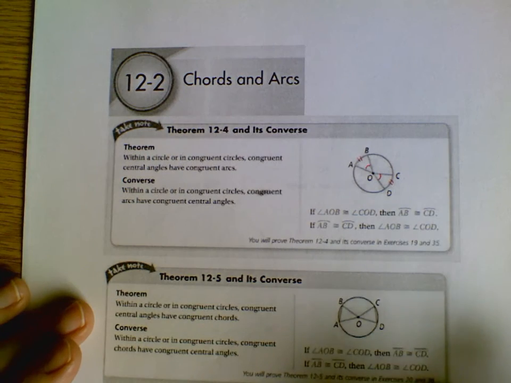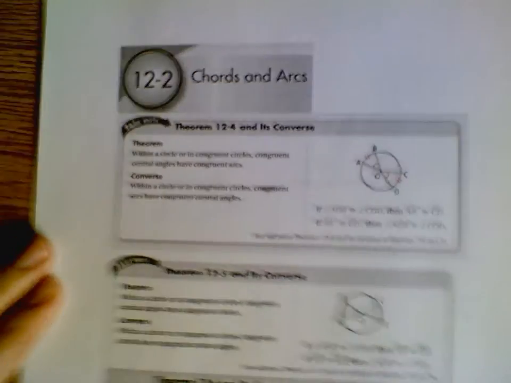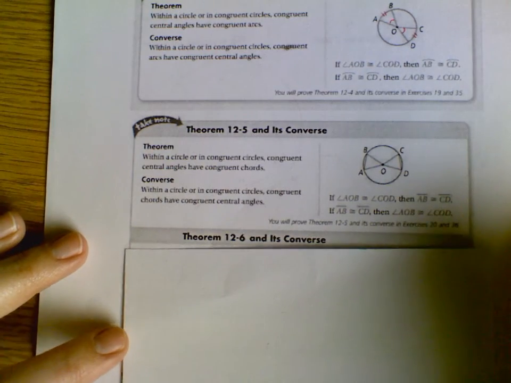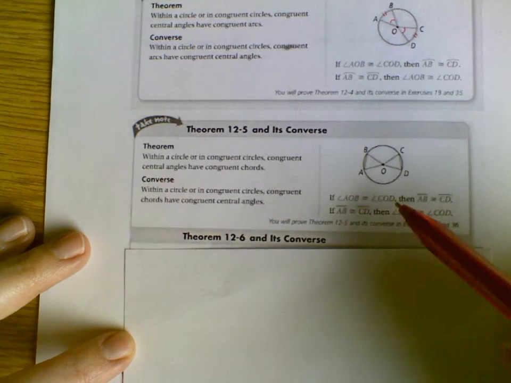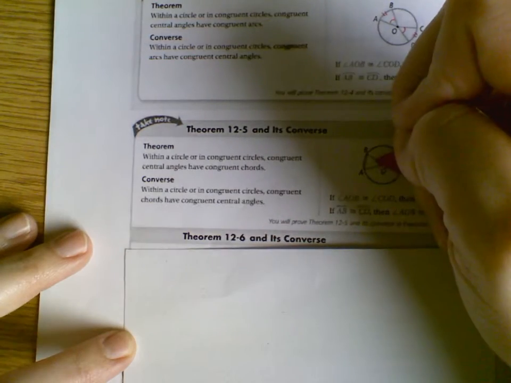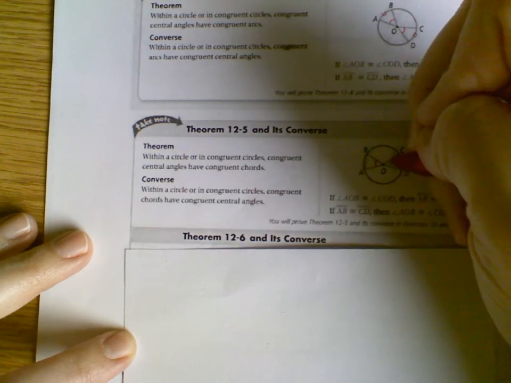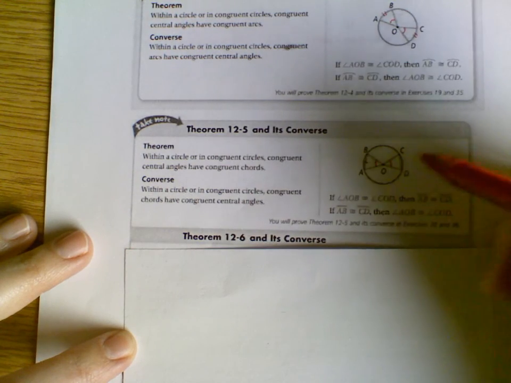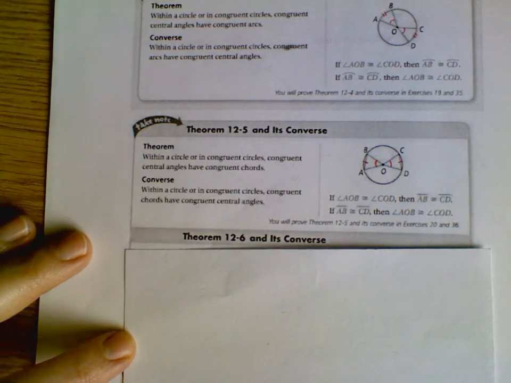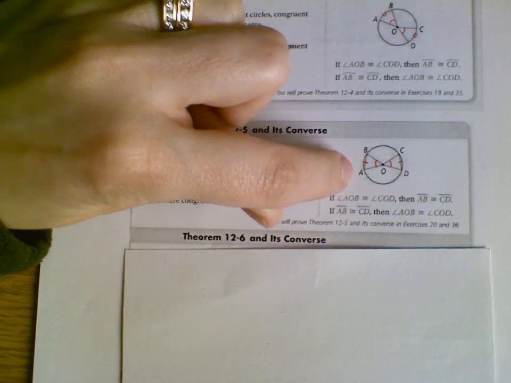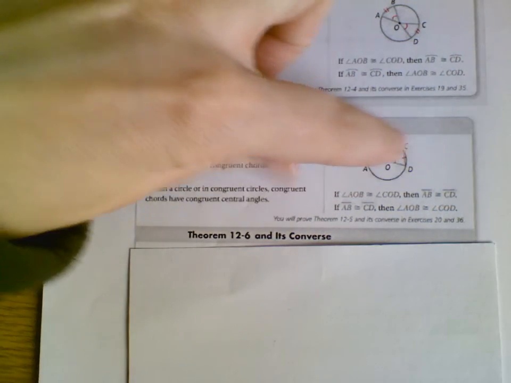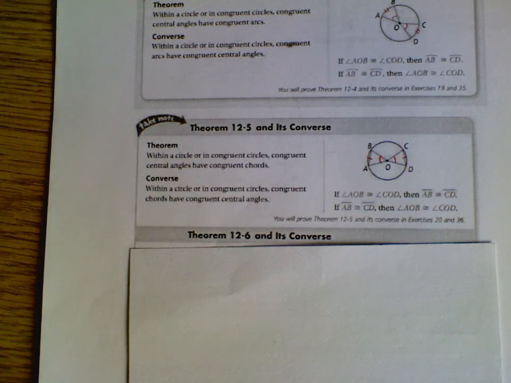The second theorem that we're going to use is within a circle or in congruent circles, congruent central angles have congruent chords. So this is saying if this angle, AOB, is congruent to COD, then these two lines, which are the chords, AB would be congruent to CD. It's kind of hard to see, but the chords are AB and CD. Those are the chords that I would be referring to. And then the converse of that is also true. If those chords are congruent, then I also know that those central angles are congruent.